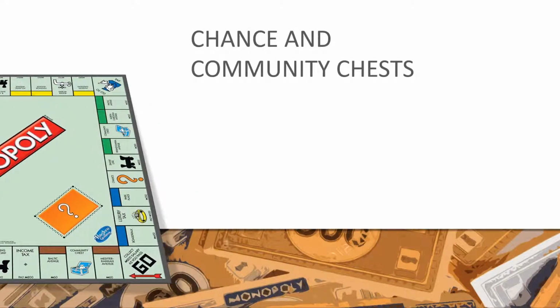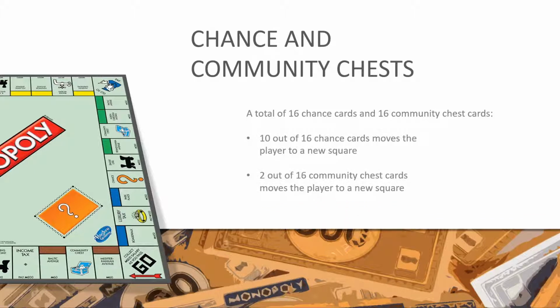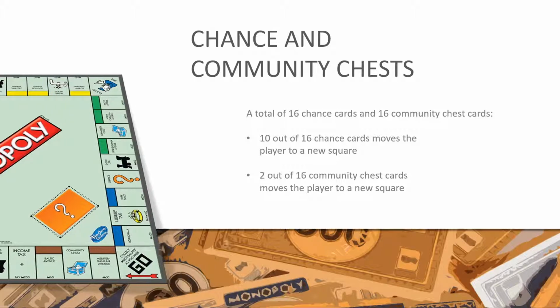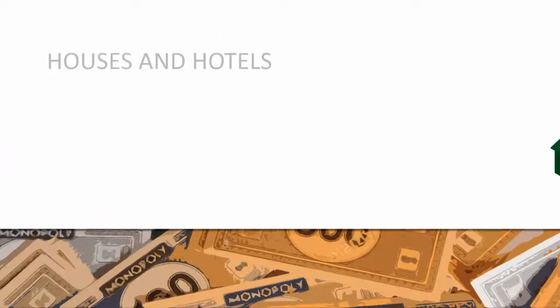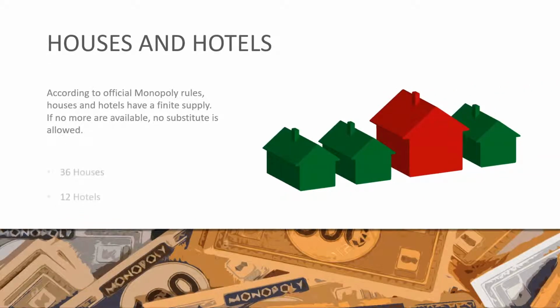Taking a closer look at the chance and community chest squares, we see that the game includes 16 cards of each type. Drawing a chance card, there is a 63% probability of being moved to a different square, but drawing a community chest card only has a 13% probability to move the player. There are 36 houses and 12 hotels included with the game. These are supposed to be available only in this finite amount. So, if there are no more houses in the bank, players can't improve their properties.